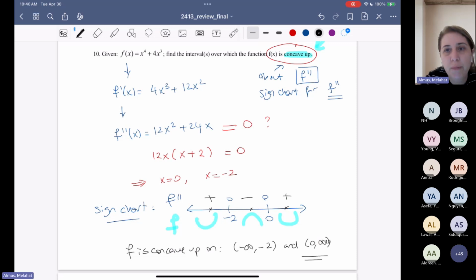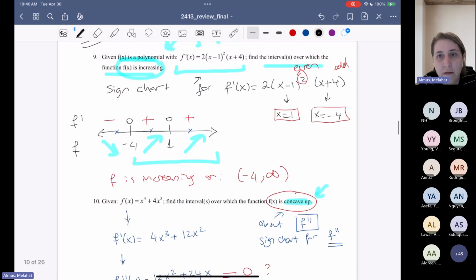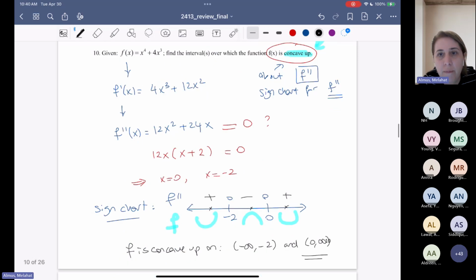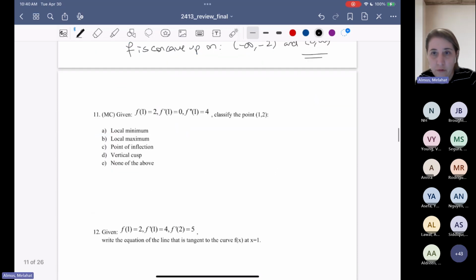And such questions will be multiple choice. You will see increasing, decreasing ones, and then concave up, down, as separate questions. Increasing, decreasing ones are about the sign chart for f prime. Concave up, down, sign chart for f double prime, the second derivative. Okay? Don't miss those problems.